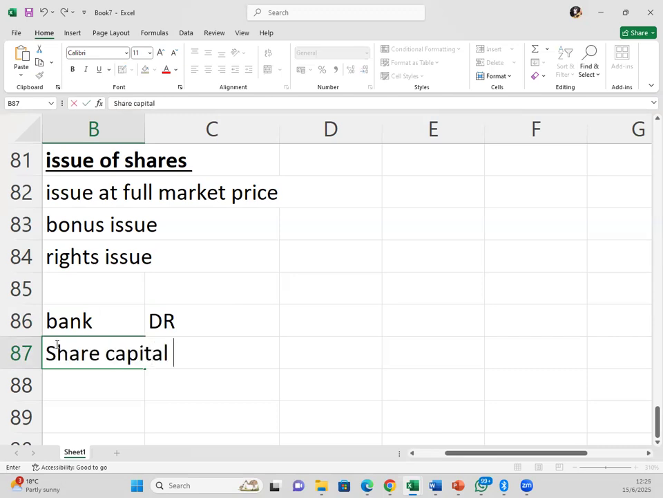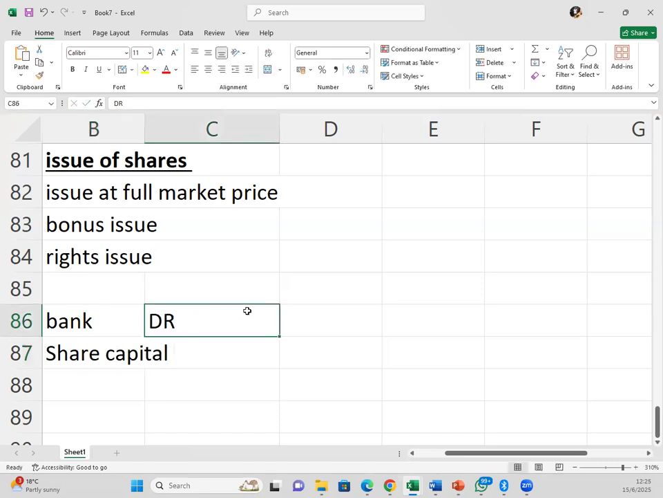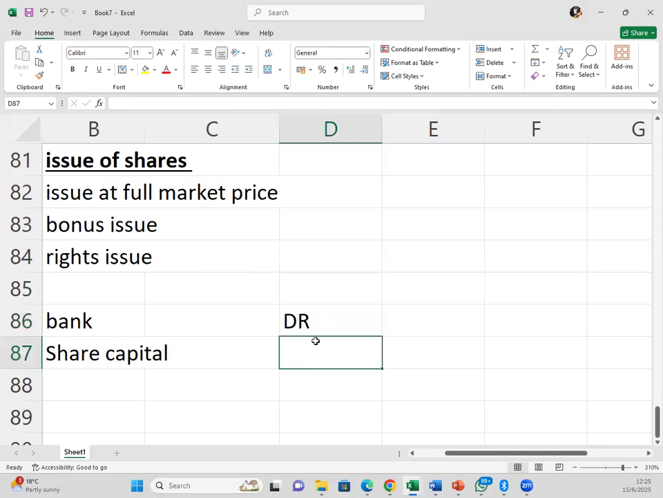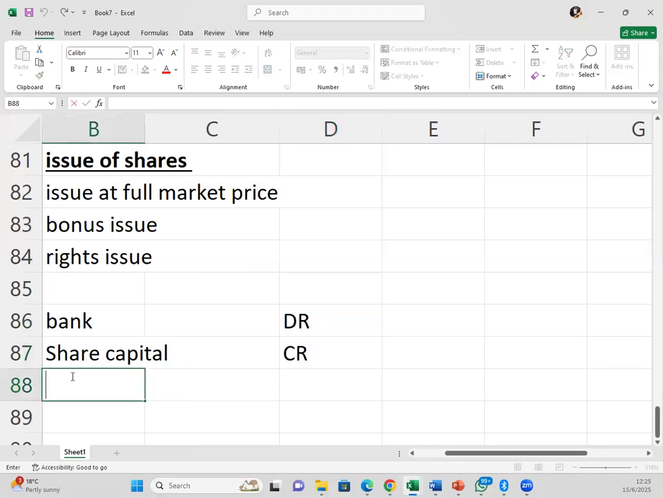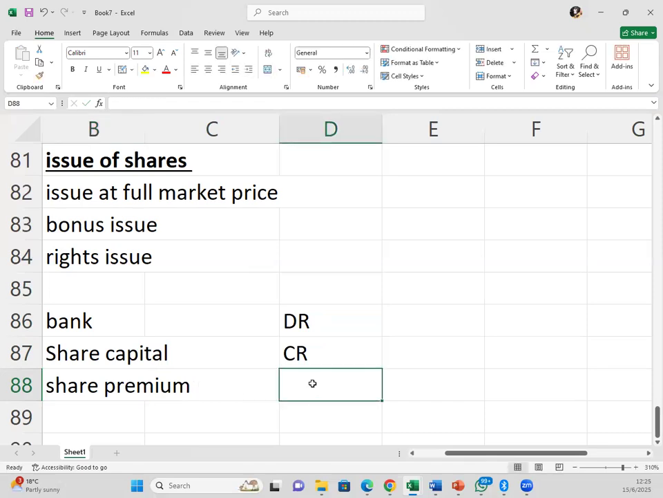Remember when we did our double entry, shares have a credit balance. So if you make an issue at full market price, it increases the amount of money in the bank. It also increases our shares. In some instances, the shares can be issued at a premium, so it also increases share premium. Share premium, we did mention, is the price we have charged above the par value. The share premium account also has a credit balance, so it is credited when we issue the shares. So these are the entries that we are going to have.